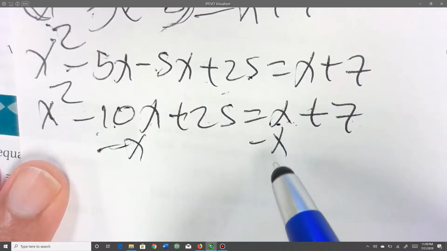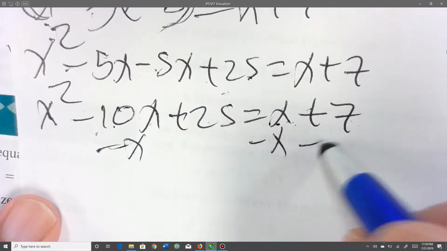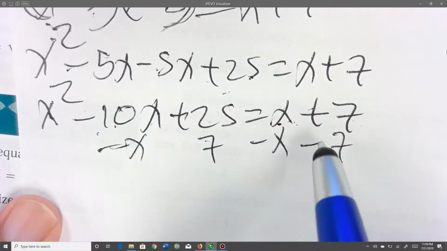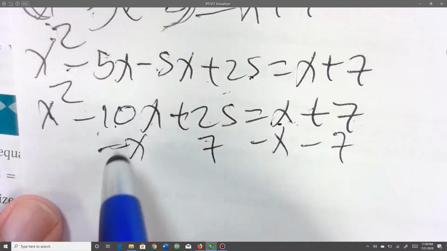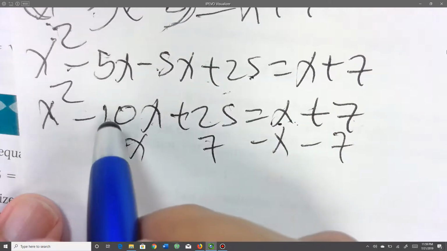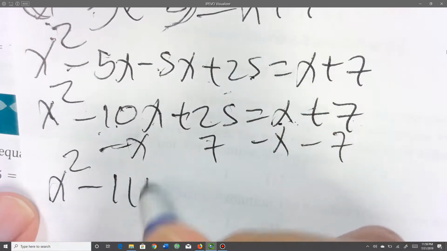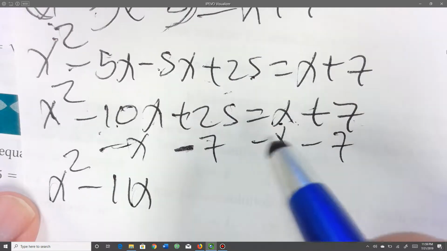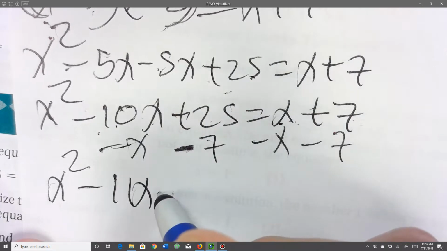Subtract x from both sides, and I'm gonna go ahead and subtract 7 from both sides. In that way I have everything on one side, because I wanna leave the other side as equals 0. So in this case I'm subtracting and I have a negative 10 over here. The answer should be negative 11x, and here I'm subtracting also, so let's subtract there. 25 minus 7 is positive 18.